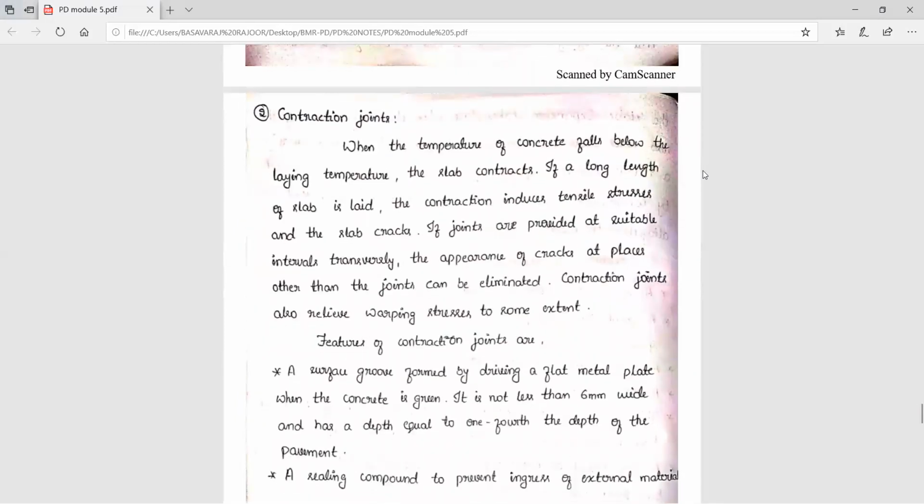Moving on to the contraction joint. Contraction joints are provided along the transverse direction to take care of the contraction of the concrete slab due to its natural shrinkage. When the temperature of concrete falls below the laying temperature, the slab contracts. If a long length of slab is laid, the contraction induces tensile stresses and the slab cracks. If the joints are provided at suitable intervals transversely, the appearance of cracks at places other than joints can be eliminated.